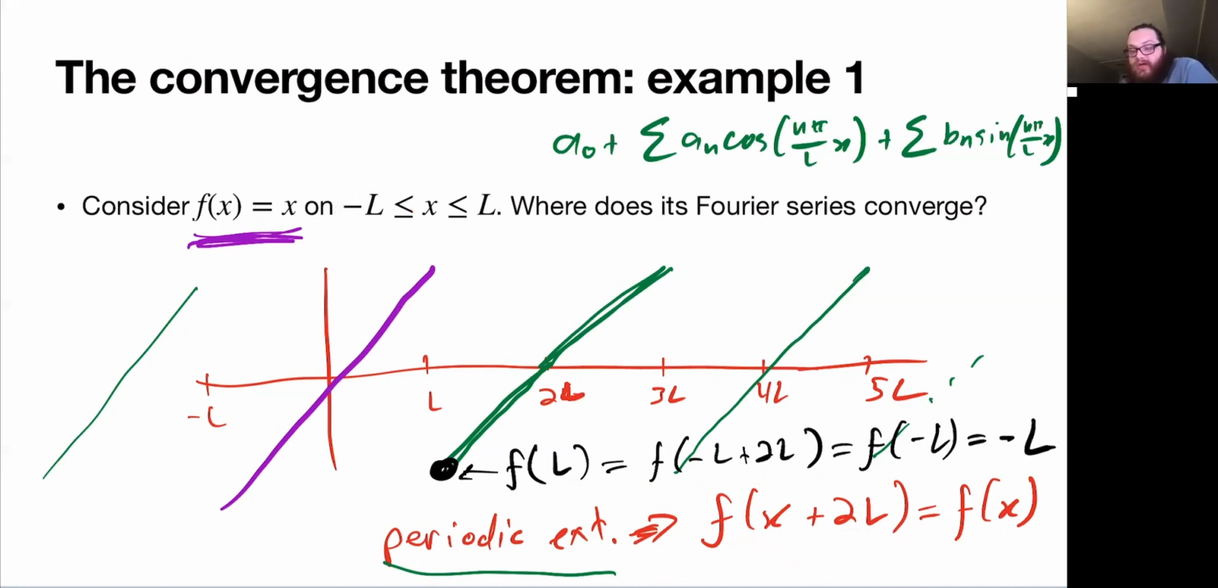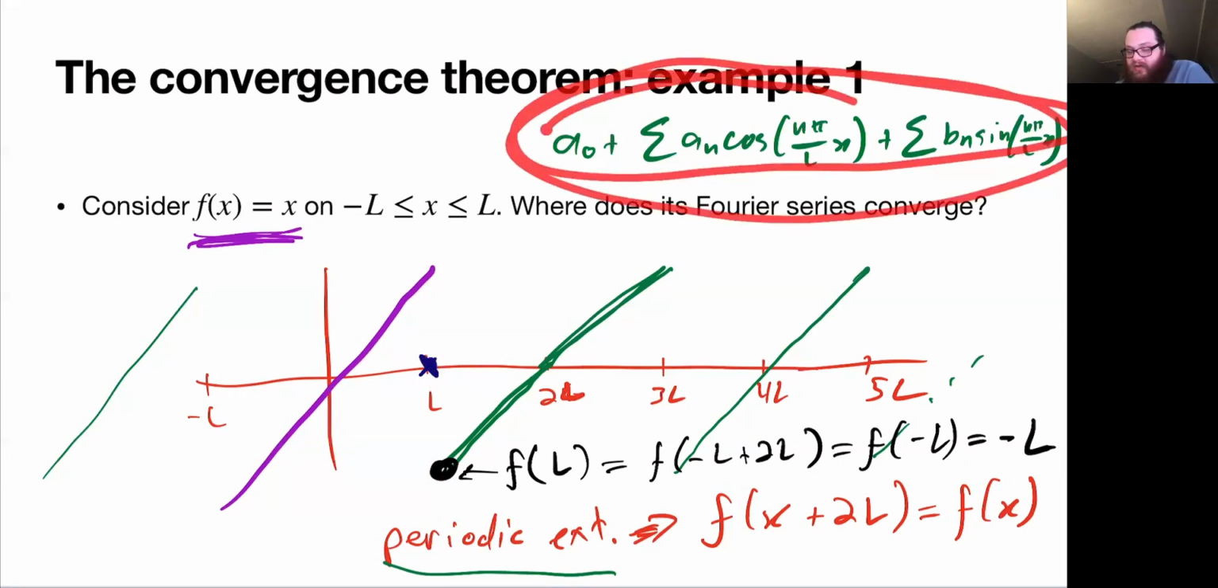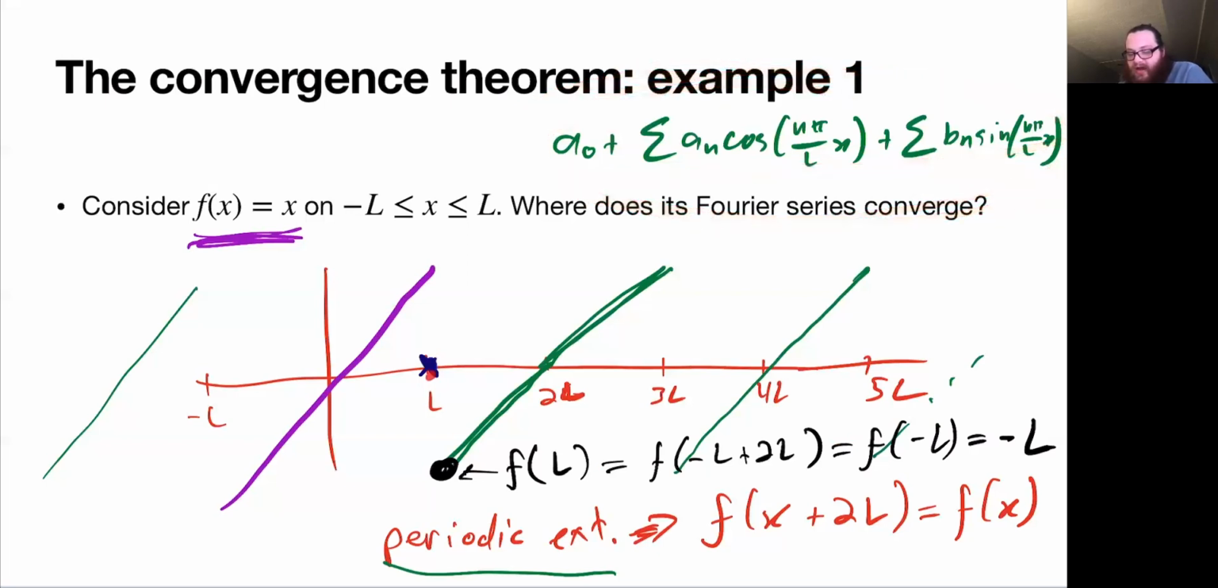So the question is, what is the value of the Fourier series at x equals L? It's going to be the average of the left and right limits of this periodic extension. The left limit is L. The right limit is negative L. So the average of those two is going to be 0. So the value that this series converges to at x equals L is exactly 0.